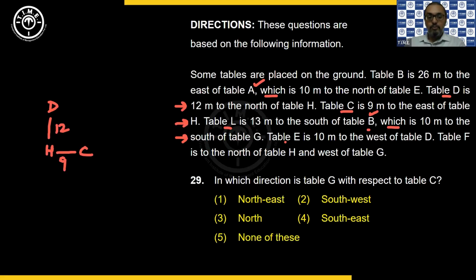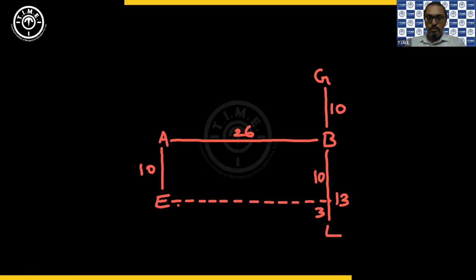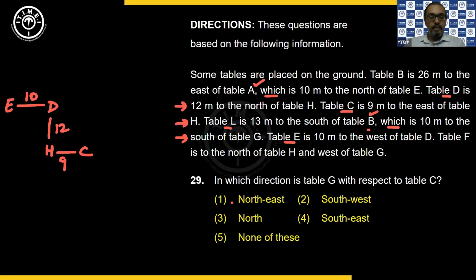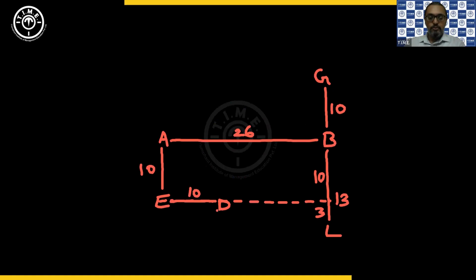Okay. Now, E is 10 meters west of D. West is left side of D is E. Now, since E is left side of D and the distance is 10 meters, and E is already fixed for us, now we can fix D, H and C. So, I'll take 10 meters. Then you have D. Then H is below 12 meters. Correct? H is here 12 meters.